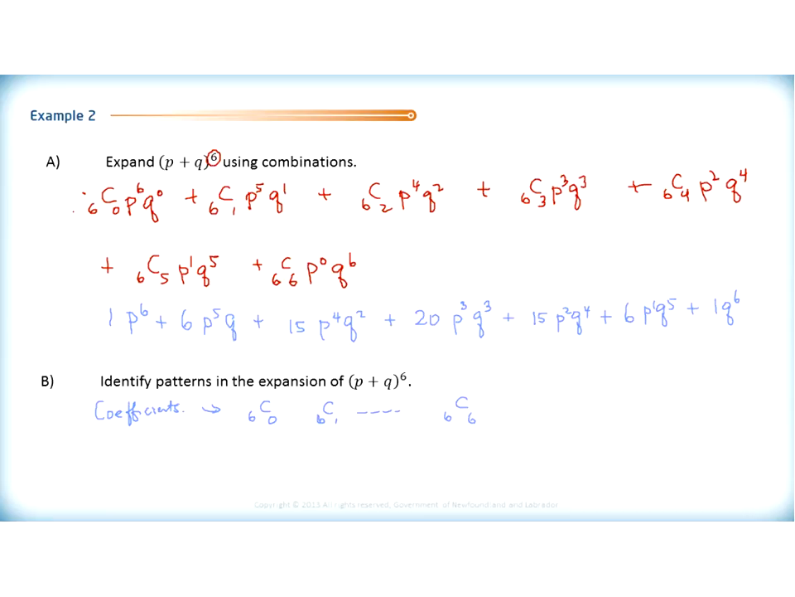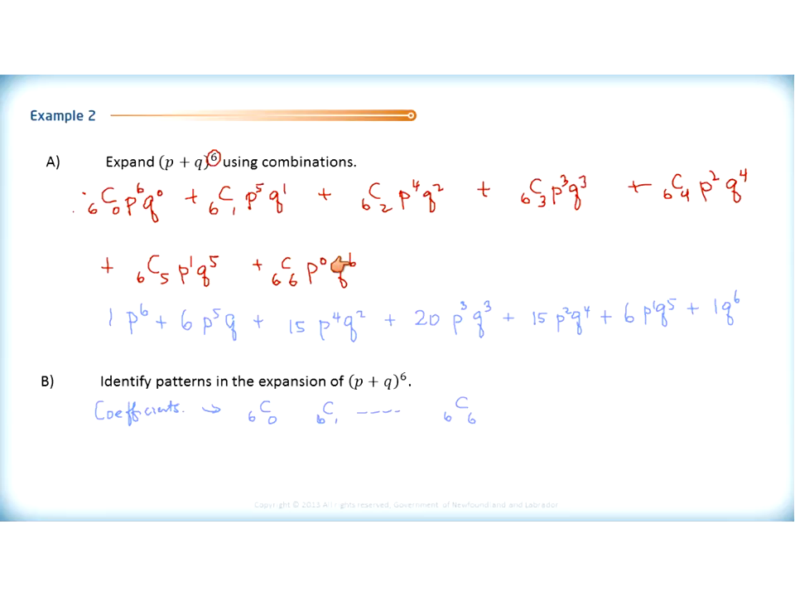I want you to look closely at this power and this power. This power here is 6 subtract 0. This power here is this number. It works every time. 6 subtract 1 is 5, q to the 1. 6 subtract 2 is 4, q to the 2. 6 subtract 3 is 3, 3. 6 subtract 4 is 2, 4. 6 subtract 5 is 1, 5. 6 subtract 6 is 0, 6.